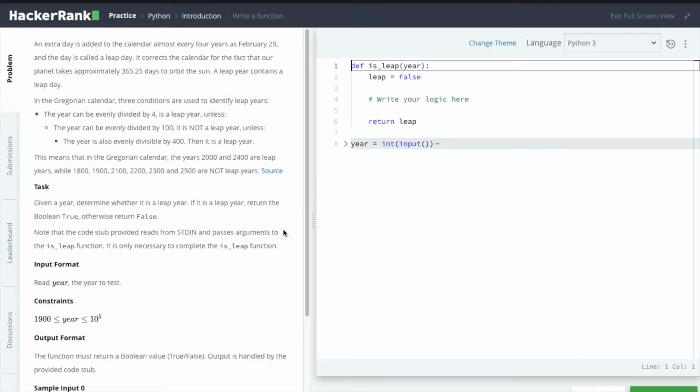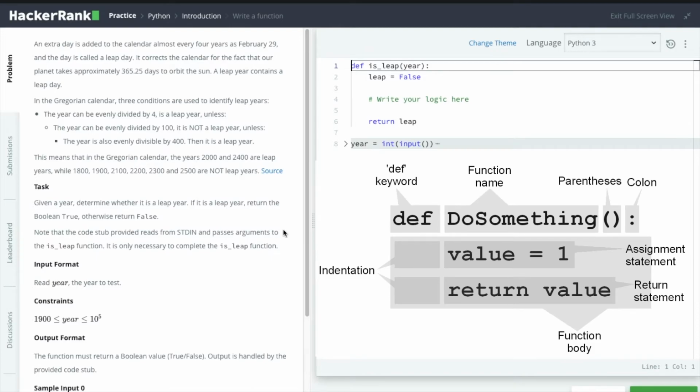Let's quickly see what a function is. It is a block of code that we can write once and execute any number of times, so that we can avoid writing the same piece of code again and again. And this is the syntax of the function.